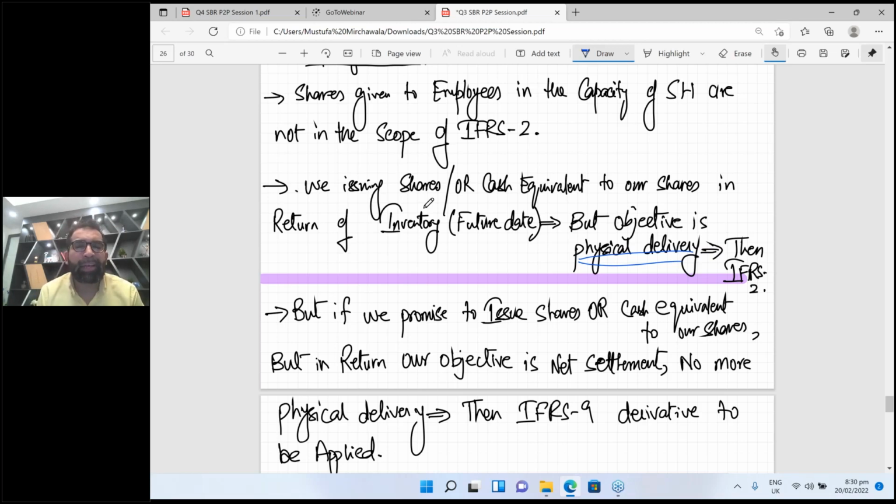Listen very carefully. I made a deal with you that after 2 months I'll take 100 tons of sugar from you at the rate of $20 per share, and I'll pay you in the form of shares, or I'll pay you in the form of shares equivalent to the market price of my own 10,000 shares.